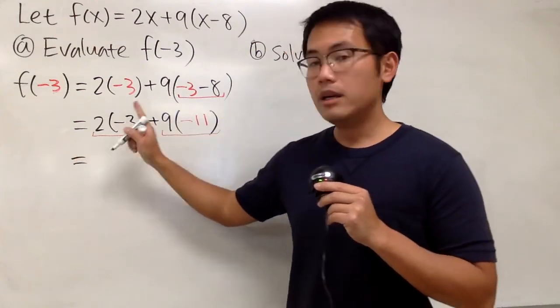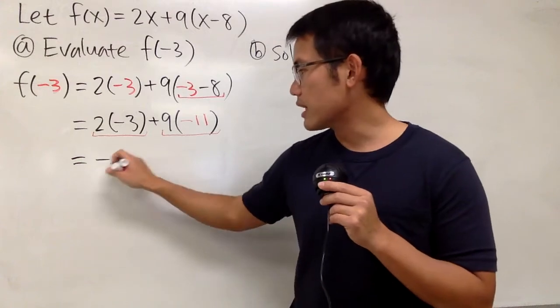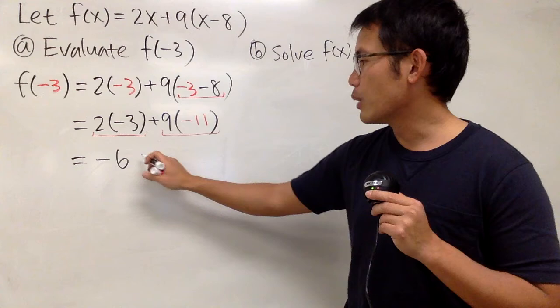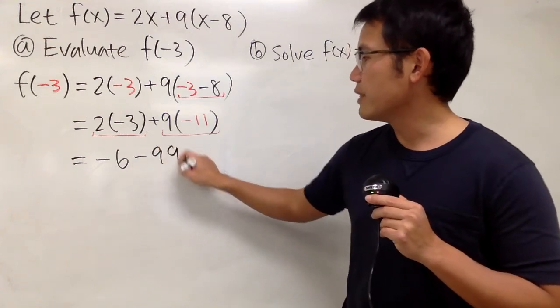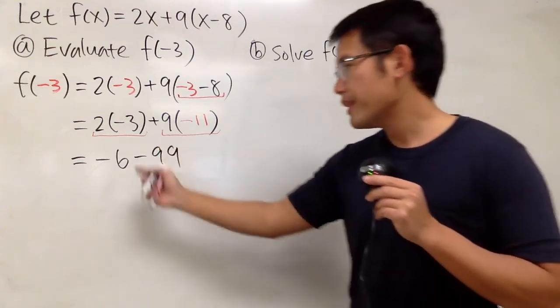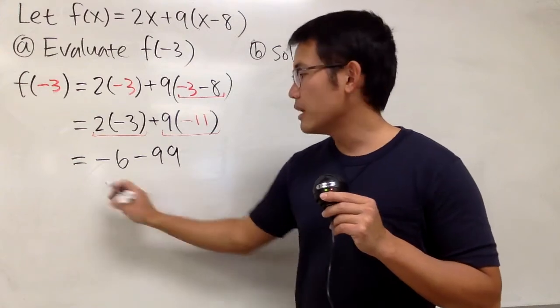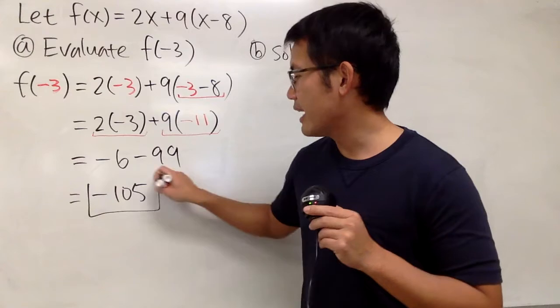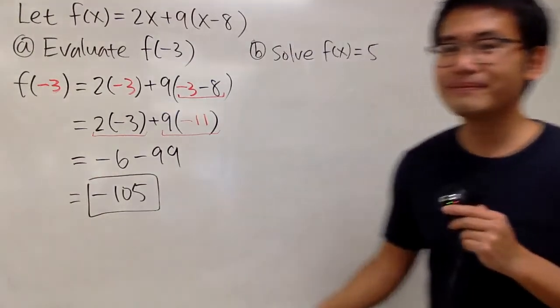So you see, 2 times -3 will give us -6. And positive 9 times -11 will give us -99. And finally, -6 minus 99, all in all, will give us -105. And this right here is the answer for that.